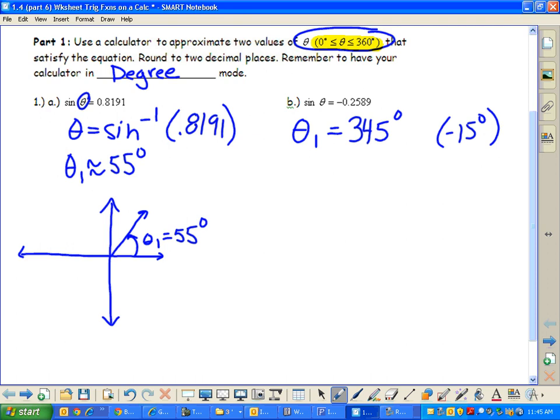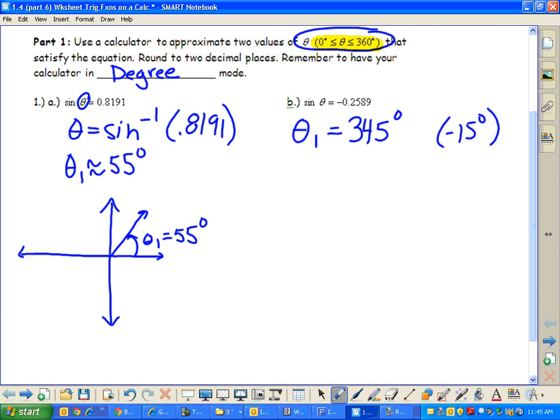Sometimes this part isn't needed. What's the reference angle for theta 1? Go ahead, Adam. It's just 55 degrees. Not really very necessary in this particular problem because theta 1 was in quadrant 1. But step 2 is to typically find the reference angle. Here it's 55 degrees. Step 3, you need to draw that exact same reference angle in the quadrant that matches the plus or minus of the original problem.